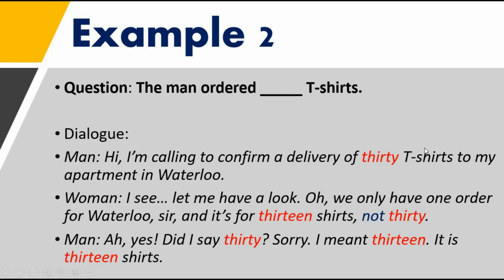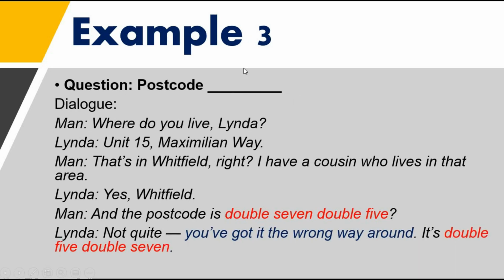So you will be confused. What is it? 30 or 13? But the correct answer is 13 shirts. You will see this one, "not 30." "Not" is an indicator. Next question, postcode.